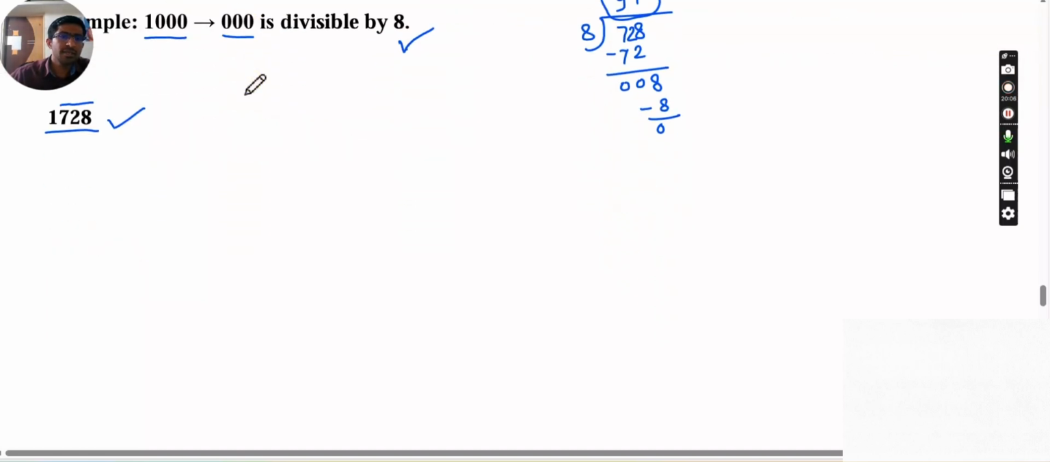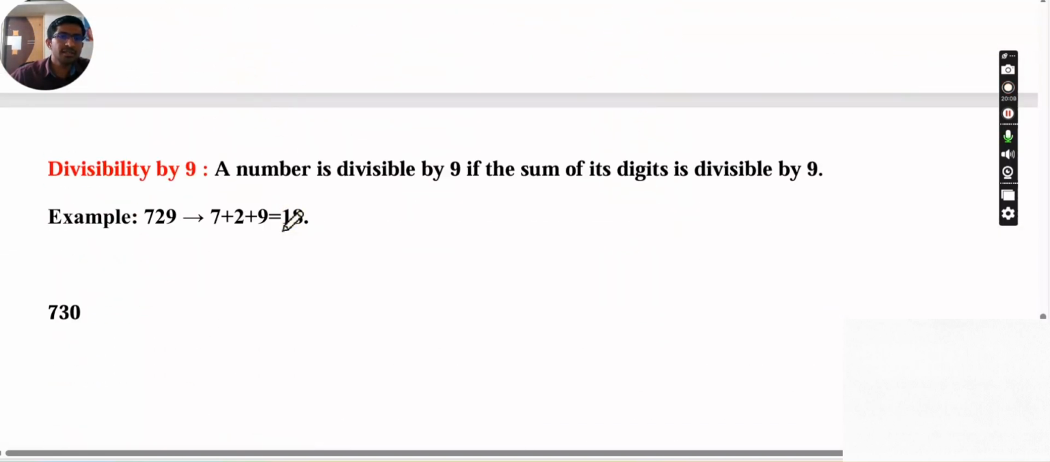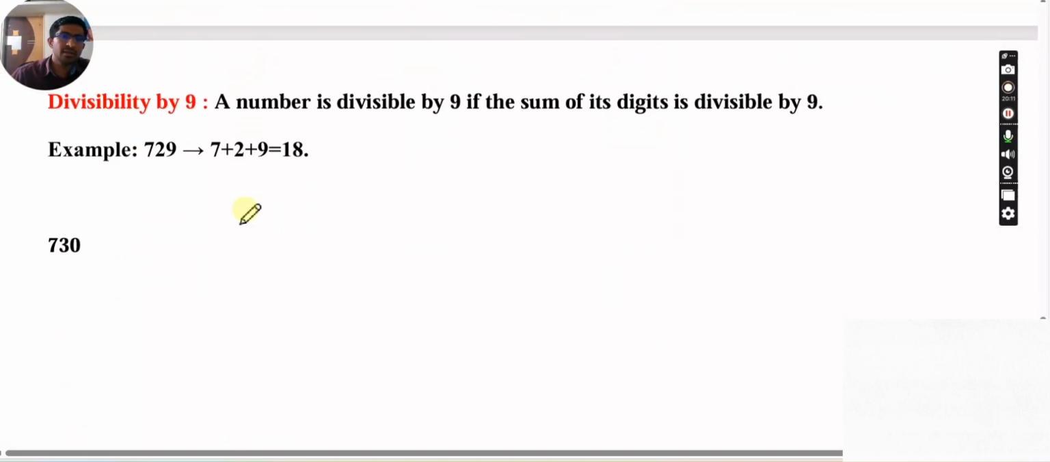So after 8, the next rule or next test is the divisibility by 9. Divisibility by 9 is exactly a copy of the rule of 3. In the divisibility test of 3 also, we learned that if the sum of digits is divisible by 3, then the total number is divisible by 3. Here also the same thing is there. If the sum of the digits is divisible by 9, then the whole number is divisible by 9.